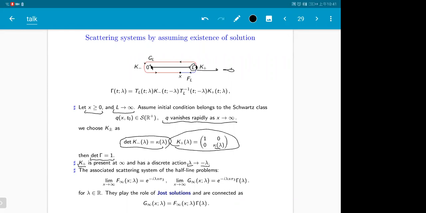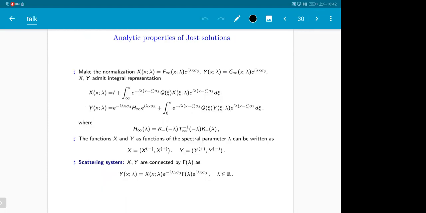If we follow the scattering system for the interval problem, we go to the half-line scattering system, with f and g as the fundamental solutions we defined previously. Now your f behaves like a free wave as your solution. Your g behaves as a free wave as well, but accompanied by the action of gamma. They play the role of your solutions for the half-line problem, and we have a well-defined scattering system.